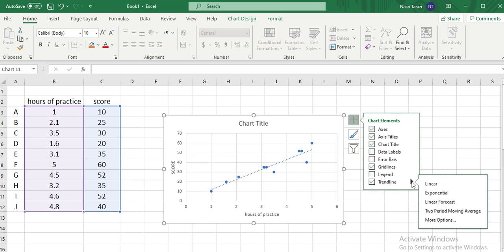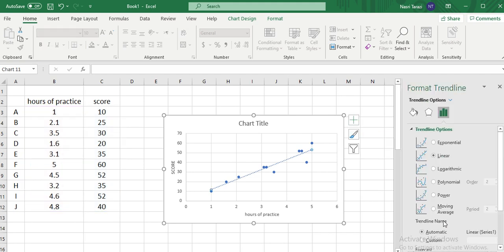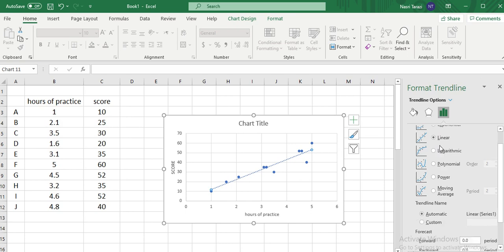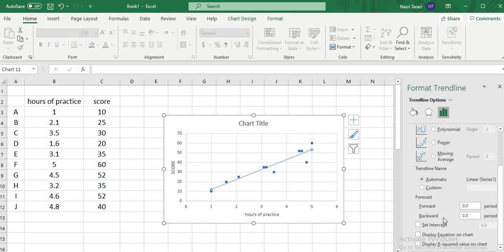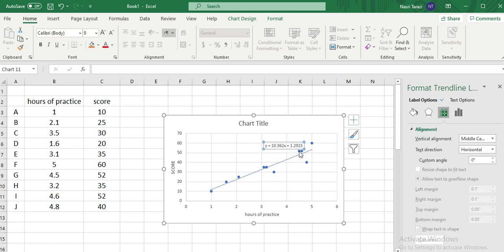If you press this and you choose more options, the options here tell you that you want to display the equation on the chart. So this best fit line has equation 10.36x plus 1.2915.